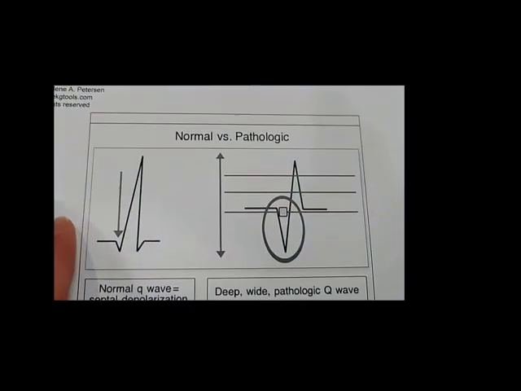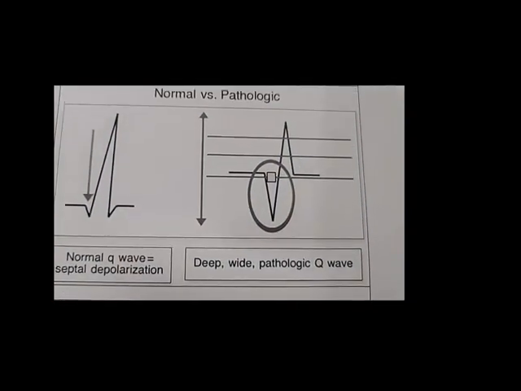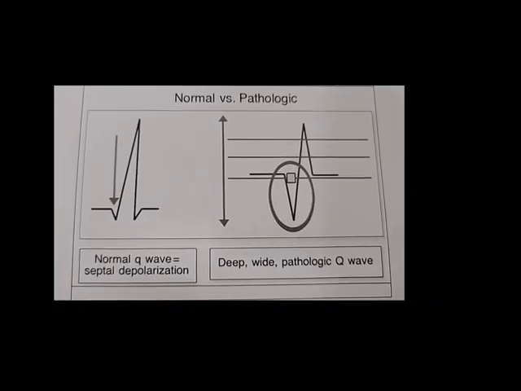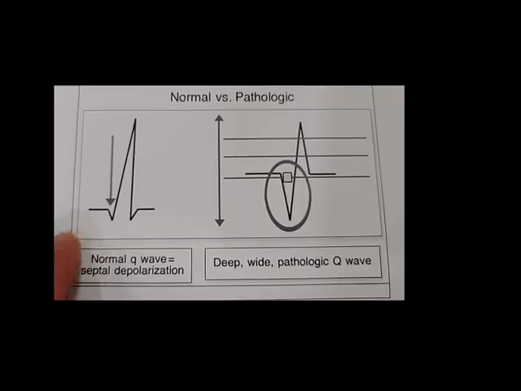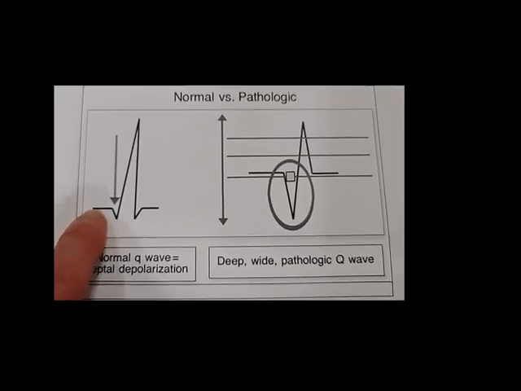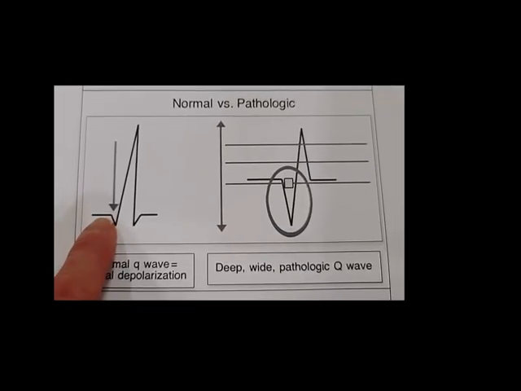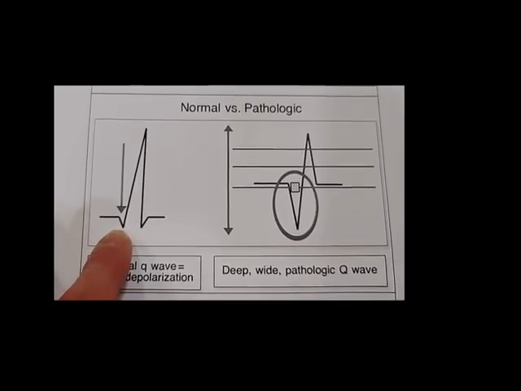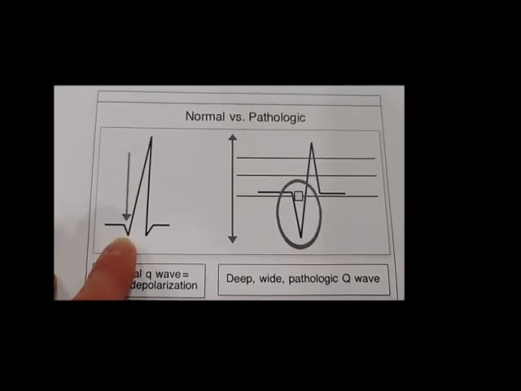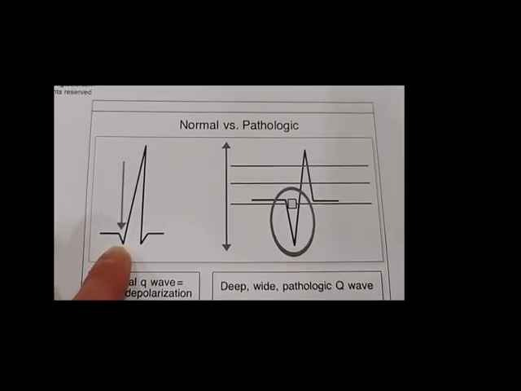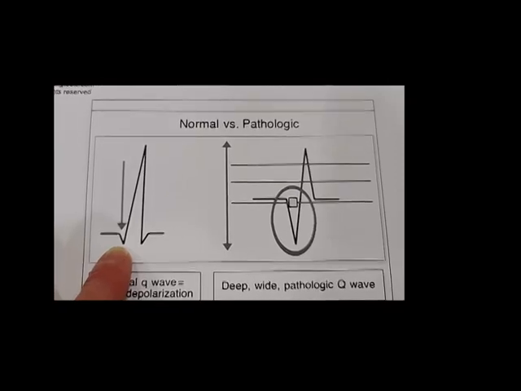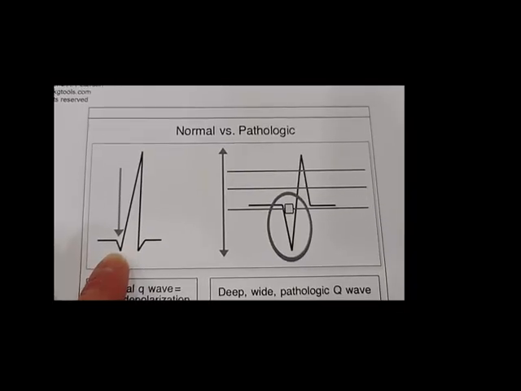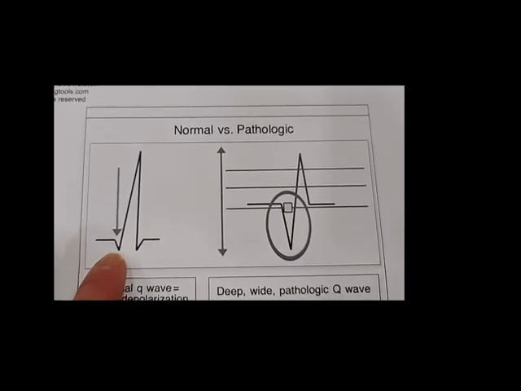So how do we know if it's a pathological versus a normal QRS? In a normal Q wave, again, you're going to have your isoelectric line, your QRS is going to be negatively deflected and then probably positively deflected, and it's going to be short in comparison to the total depth of the QRS, and it's going to be one small box, 0.04 seconds or less in width.